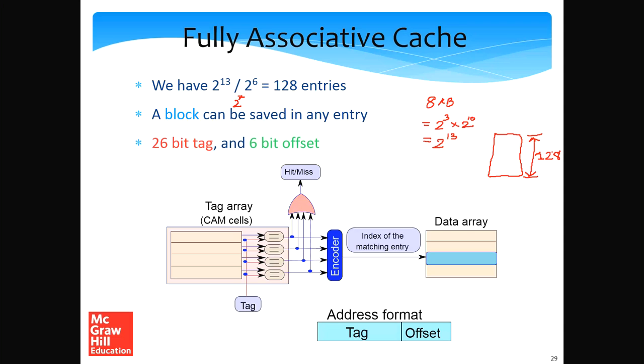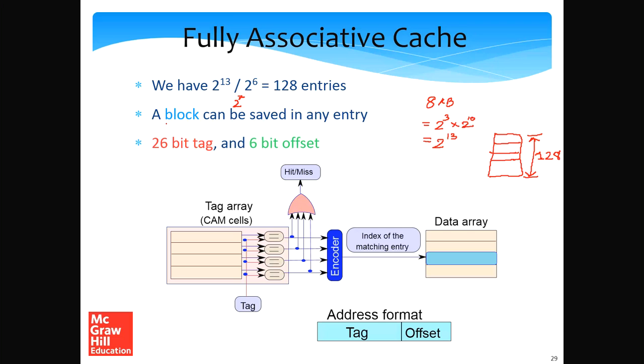And in a fully associative cache, if we have 128 entries, given a block, it can be stored in any entry. Alright, so given a block, it can be stored anywhere inside the cache, in any of the 128 entries. So recall what we have done in the previous slide.